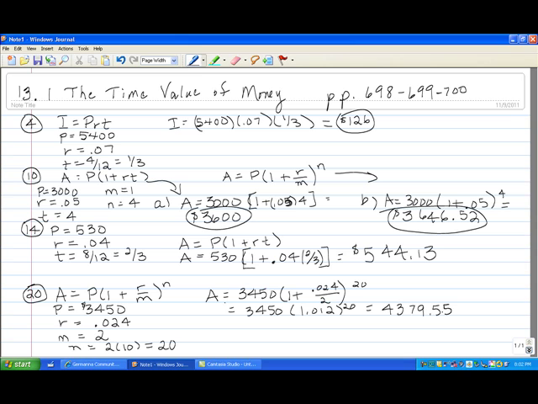So that's my first number, and I need to subtract the 3450 from it to figure out the interest. So notice we're figuring out the future value first, and then we figure out the interest by subtracting the original principal from it. And it looks like the interest is $929.55. So we have two answers for number 20.